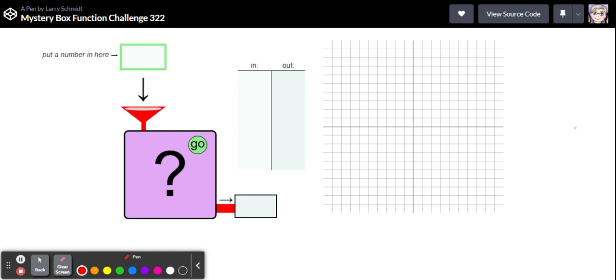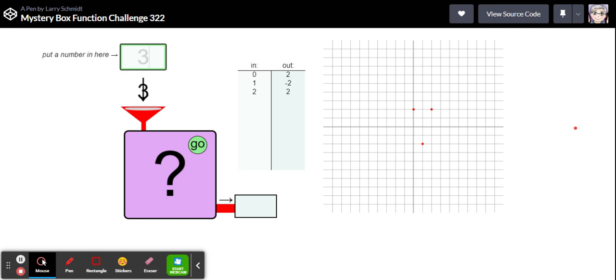All right, I'm going to begin with a 0. So 0 gives us 2. How about a 1? And 1 gives us -2. How about a 2? And 2 gives us 2. All right, so maybe we've got, I don't know, that could be a parabola, that could be an absolute value function.